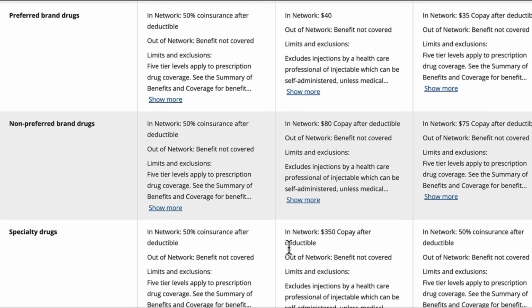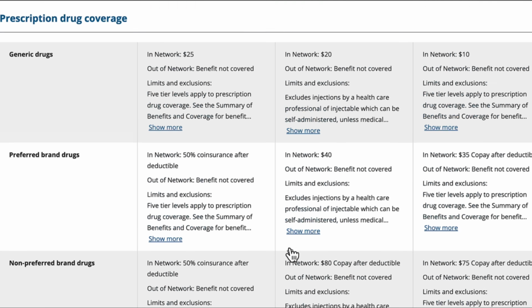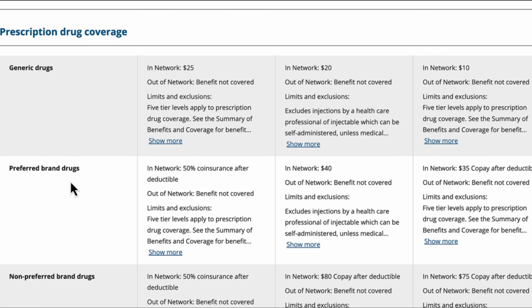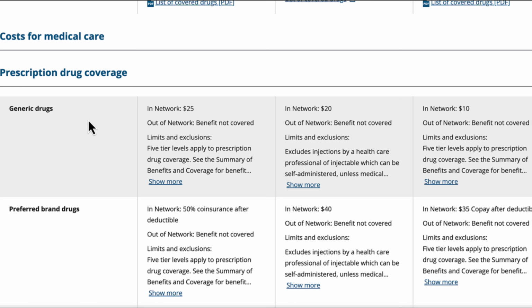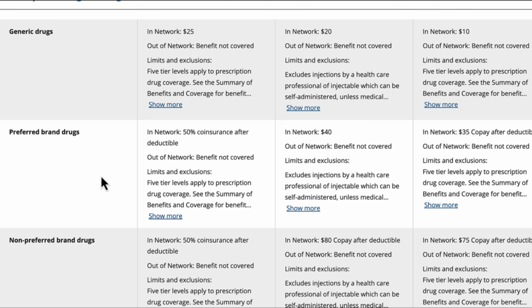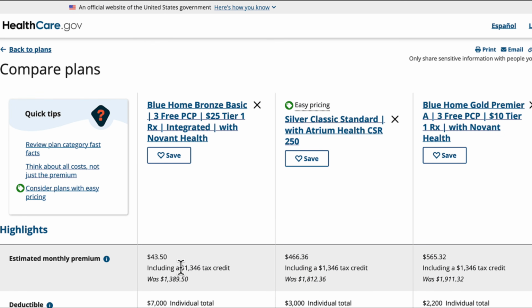Here it's going to break it down. So it's breaking it down into four basic tiers: generic, preferred brand, non-preferred brand, and specialty drug. So for this one, generic drugs, $25, $20, $10. For preferred brand, 50% coinsurance after deductible. So they're definitely making up for that very low monthly premium here.